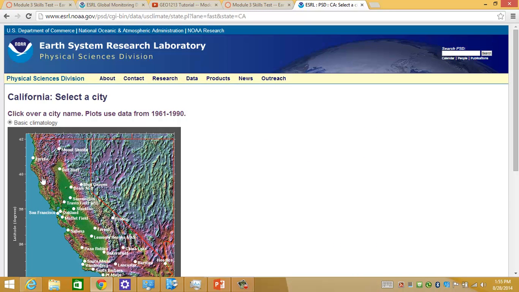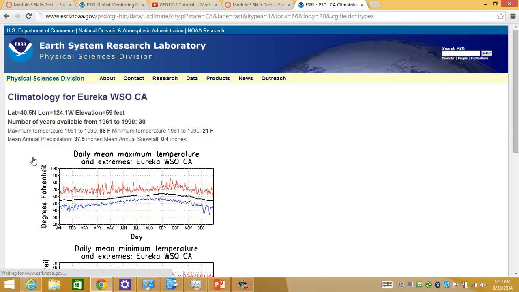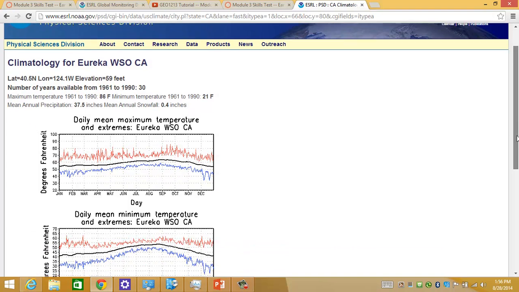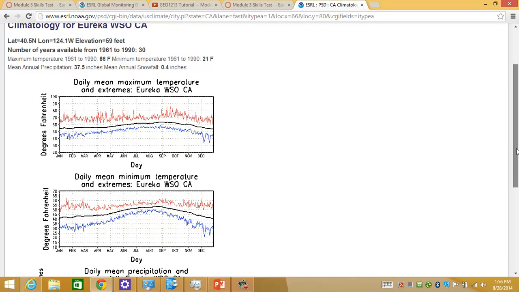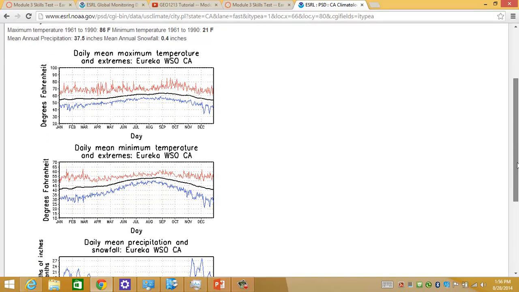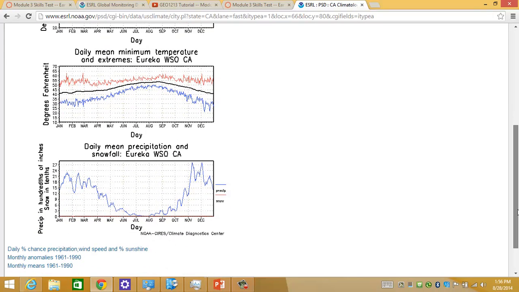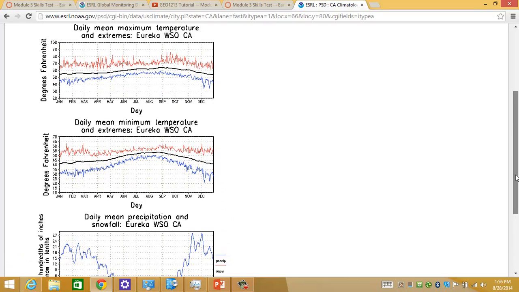and that's going to pop up a bunch of cities inside of California. You want to choose Eureka, and when you do that, you're going to wind up with three graphs. You're going to see a daily mean, maximum temperature, and extremes. You'll see a daily mean, minimum temperature, and extremes, and you'll see the daily mean precipitation and snowfall. And what you'll need to do at this point is go ahead and save all three of these graphs.